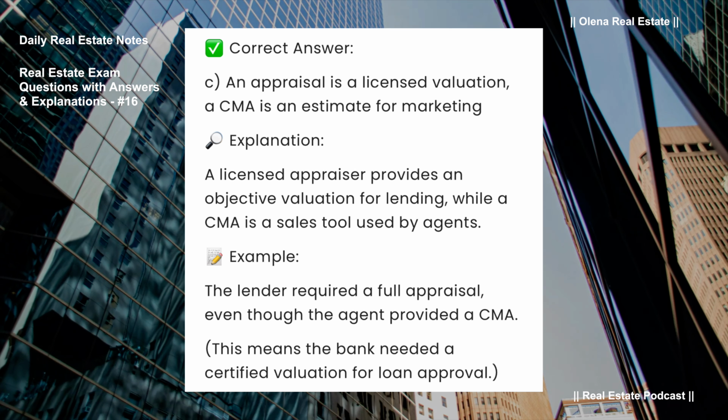A licensed appraiser provides an objective valuation for lending, while a CMA is a sales tool used by agents. For example, the lender required a full appraisal, even though the agent provided a CMA. This means the bank needed a certified valuation for loan approval.